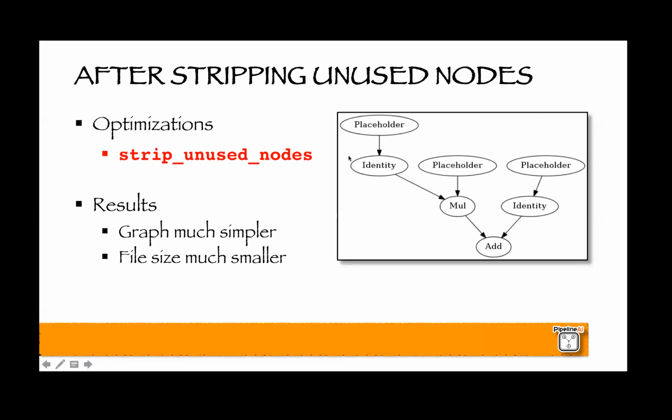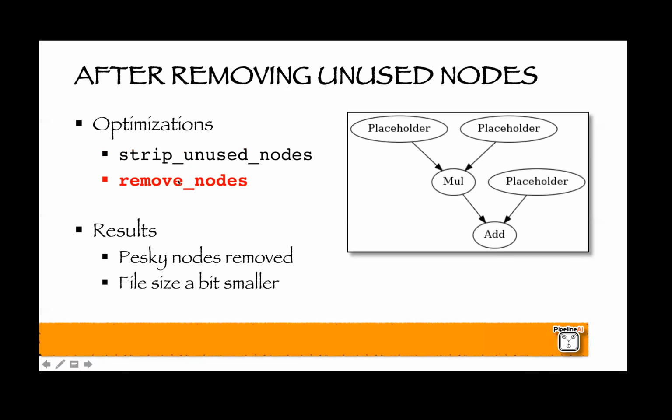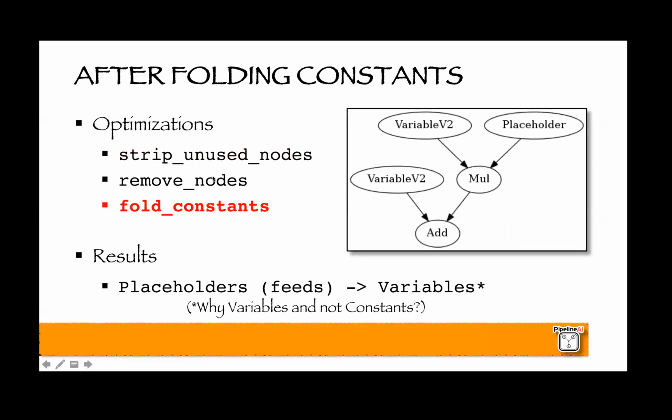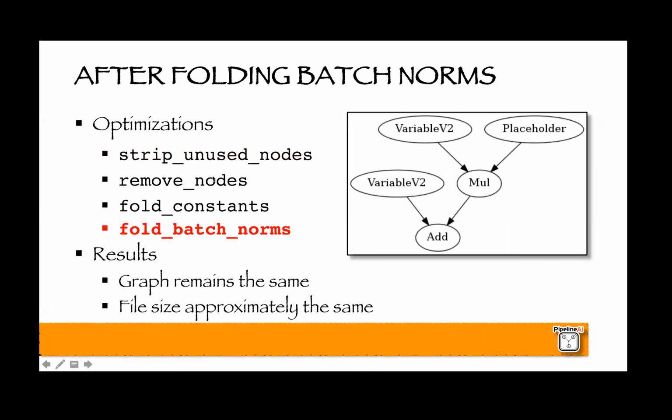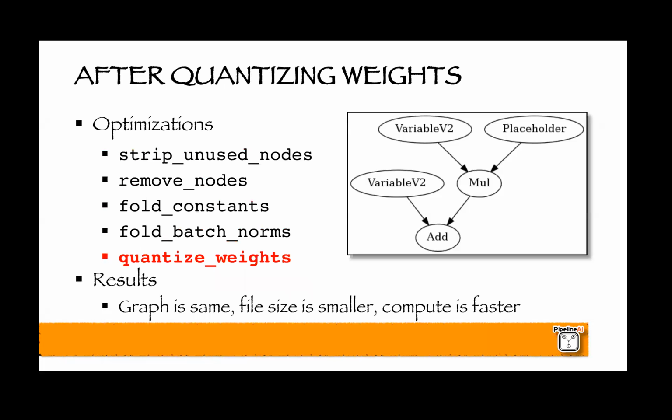So after one pass through, there are these pesky identity nodes. Those don't need to be there for serving, so we literally strip them out with remove nodes. We do some constant folding. Here, we're actually not using batch normalization for this particular graph, so it doesn't do much.